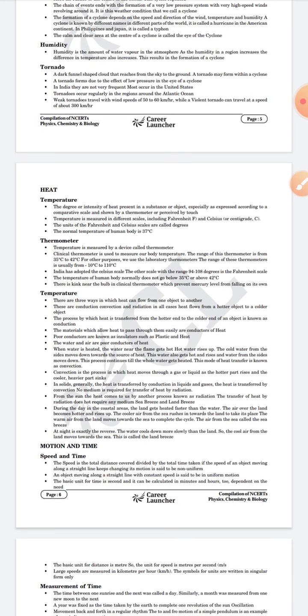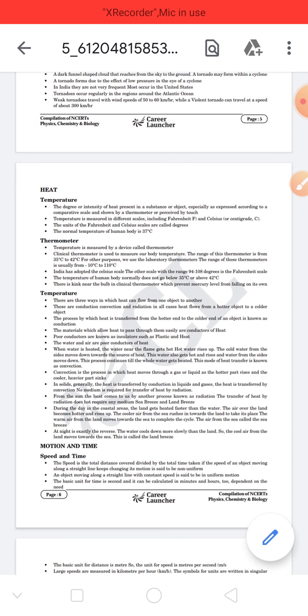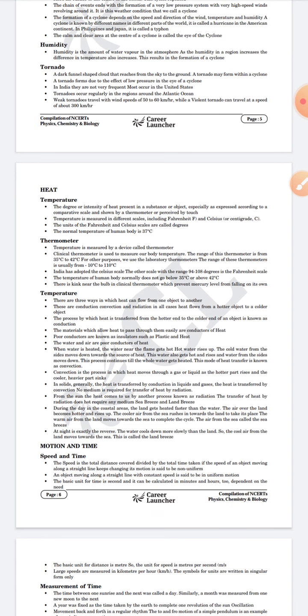Heat. Temperature. The degree or intensity of heat present in a substance or object, especially as expressed according to a comparative scale and shown by a thermometer or perceived by touch.